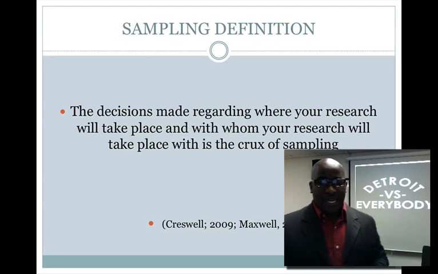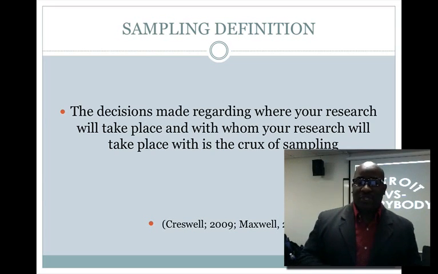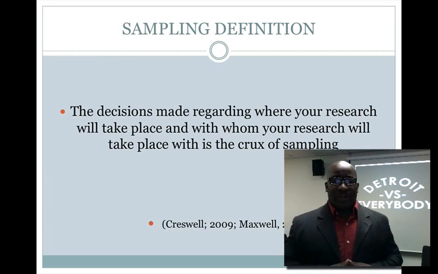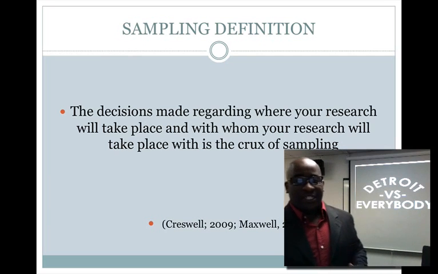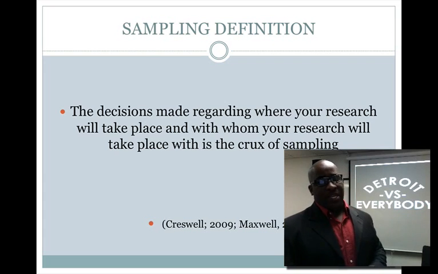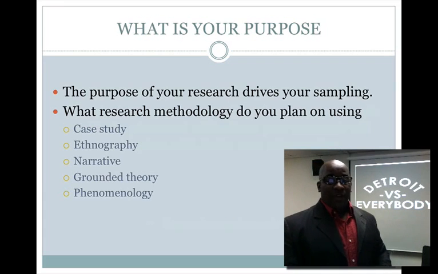As agreed upon by many scholars, as I listed here down below, Creswell, Maxwell, and Schwandt, sampling can be considered the decisions made regarding where your research will take place and with whom your research will take place. Essentially, that's pretty much the crux of sampling. As I personally always say as a Farazism, sampling is essentially the heart of rigorous qualitative research. And the reason why I say that is going to become a bit clearer as we continue throughout the duration of this presentation. So how do you go about sampling, or who do you sample?